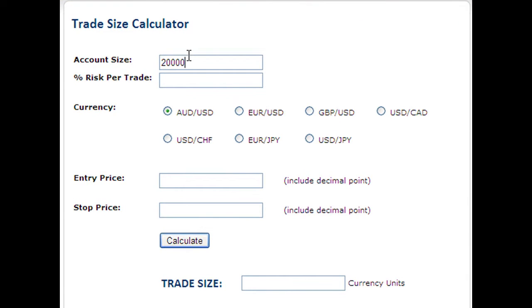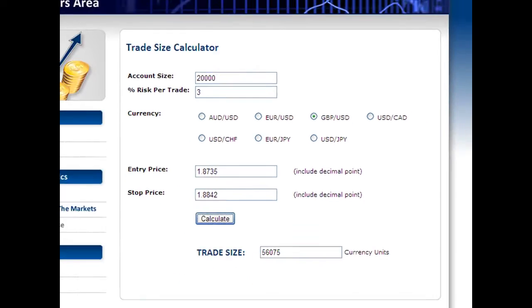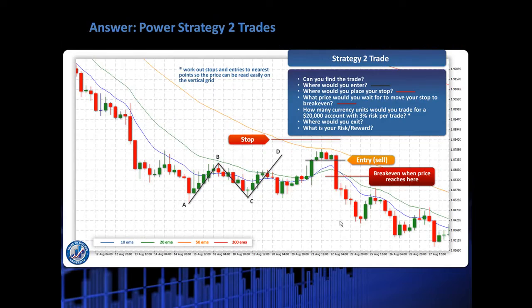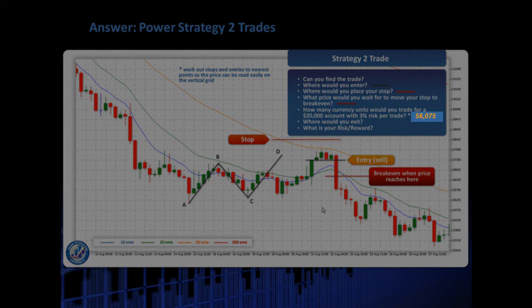So $20,000 account, 3% risk, currency is GBP against US dollar. Entry price is 1.8735. Stop price is 1.8842. And when I click calculate, we have 56,075 currency units. So for this trade, you will trade 56,075 currency units.